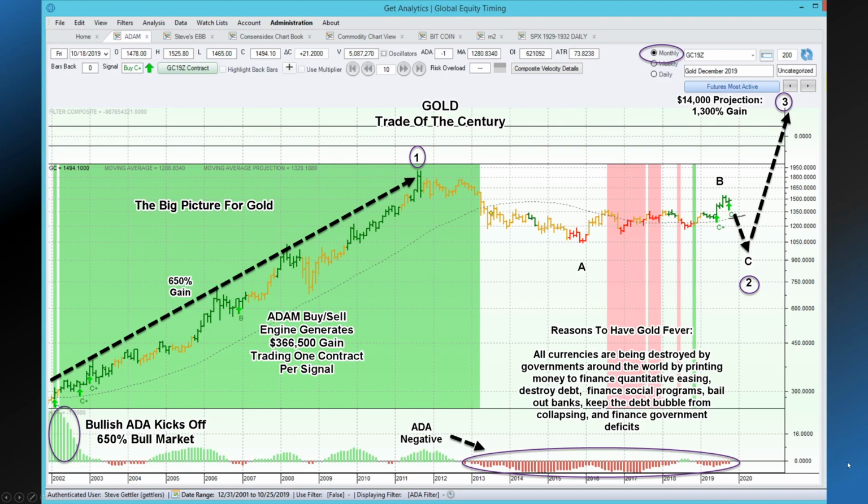They'll also use another reason for gold fever and why currencies are being destroyed: the bailing out of banks. Currently, the Federal Reserve is using $1 trillion of new money earmarked simply to finance banks and hedge funds through something called repos. That's the bottom line. Those are the beneficiaries of the repo market.